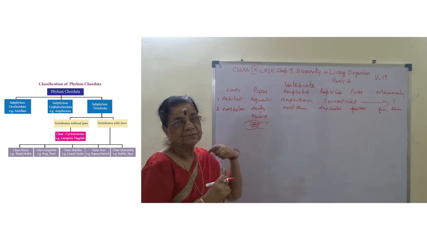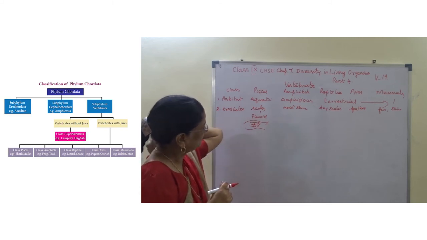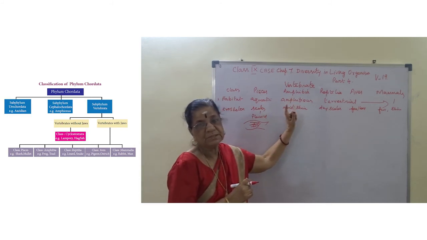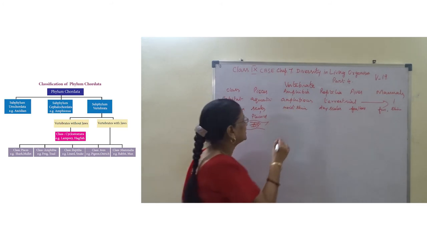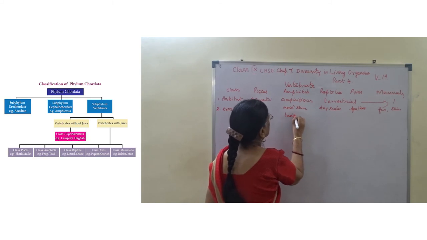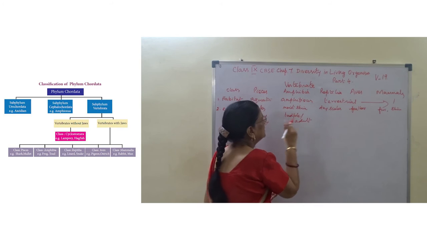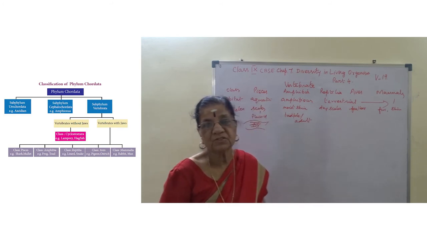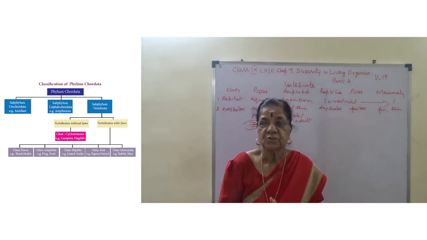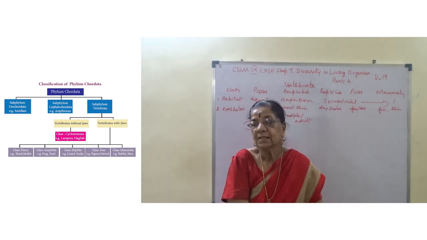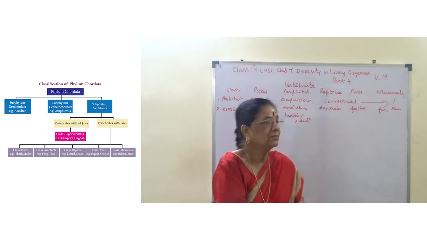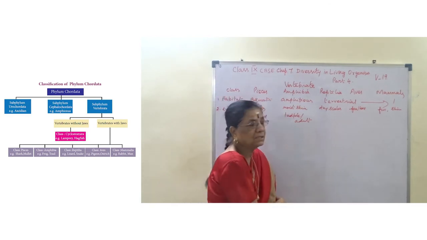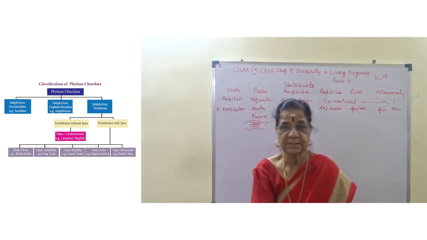And then amphibious, it exhibits two modes of life. First water, it is tadpole form and then adult frog. So the tadpole form is present in water, so it is having a normal skin. When it is adult, it is having moist skin. Whereas reptilia, it is dry scales.